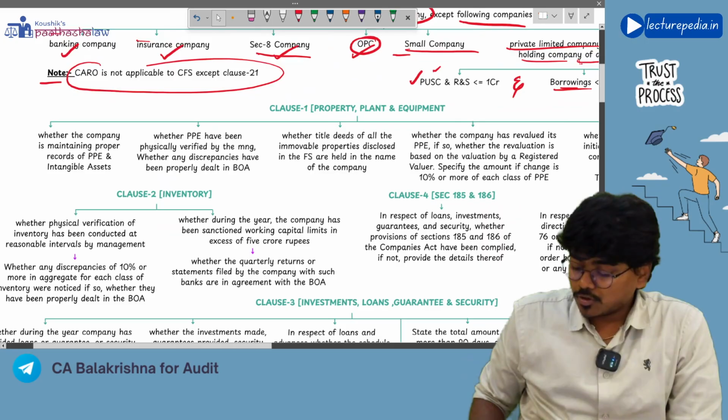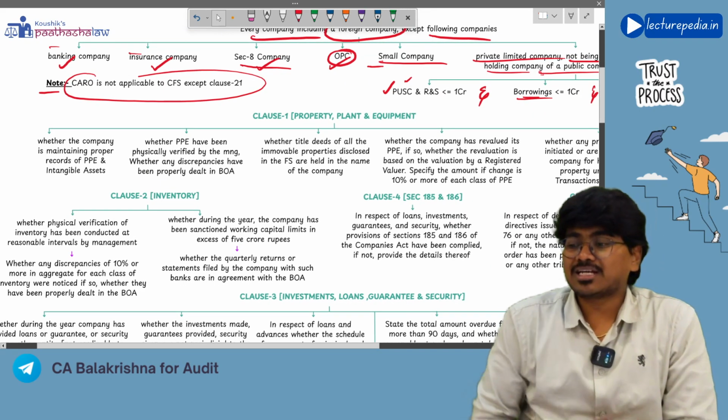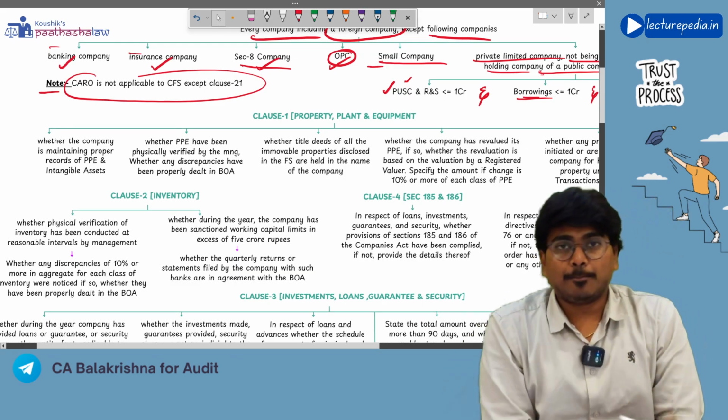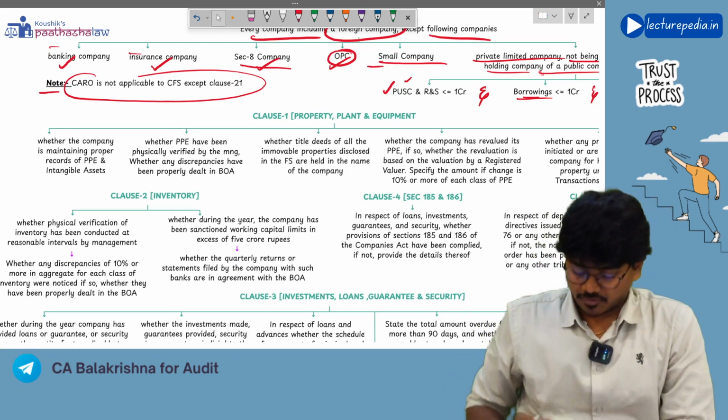Now we will go through all the clauses of CARO one by one. So the first clause is related to PPE, property, plant and equipment.